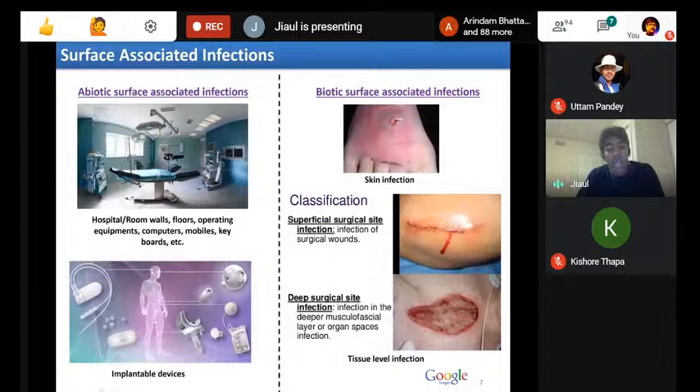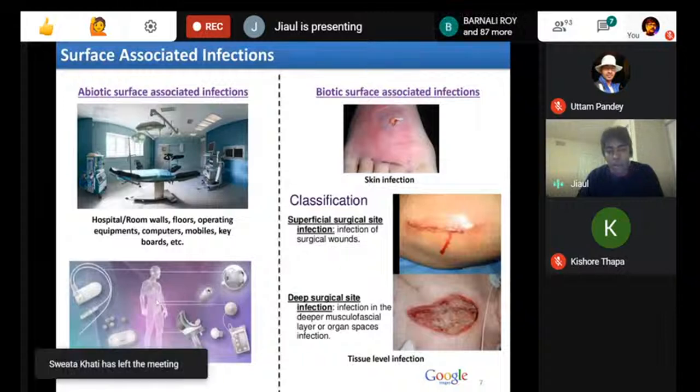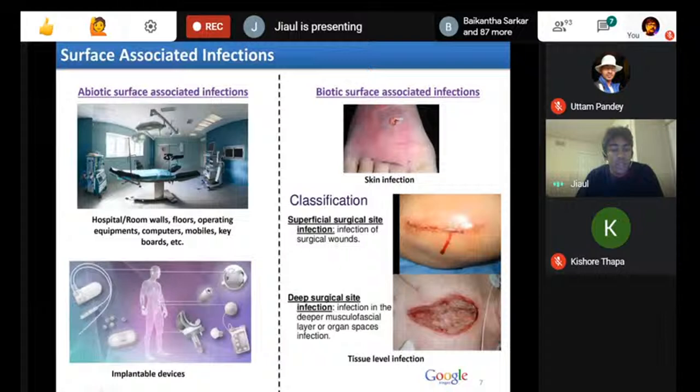And then there is another type of surface, for example, implanted devices or other implants which are implanted into the human body. Let's say, for example, an artificial heart valve or pacemaker, or a titanium implant to hold a fractured bone together. These implants can also directly cause infection, because if they are contaminated, they can act as a transmission route for infection. So these are all abiotic surfaces.